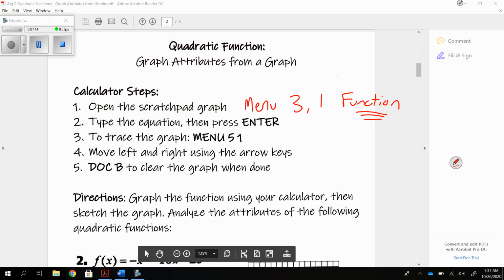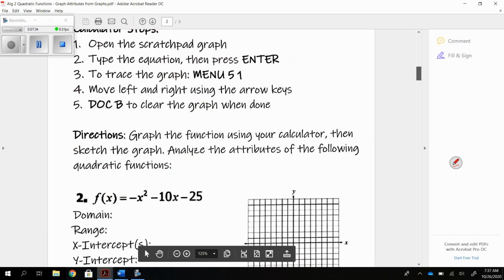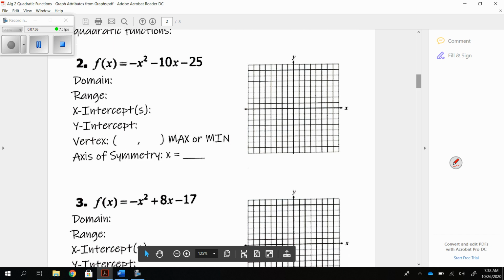All right, and then from there, we're going to trace the graph. That'll be important to find our x and y intercepts. And then we can move left to right, and then hit escape to clear it out, or just keep pressing the delete button, and it says, do you want to delete the graph? Say yes. All right, let's scroll down. Because here we see the way this is going to work, we're going to need to be able to use the calculator to graph this and then trace it to find our x and y intercepts.